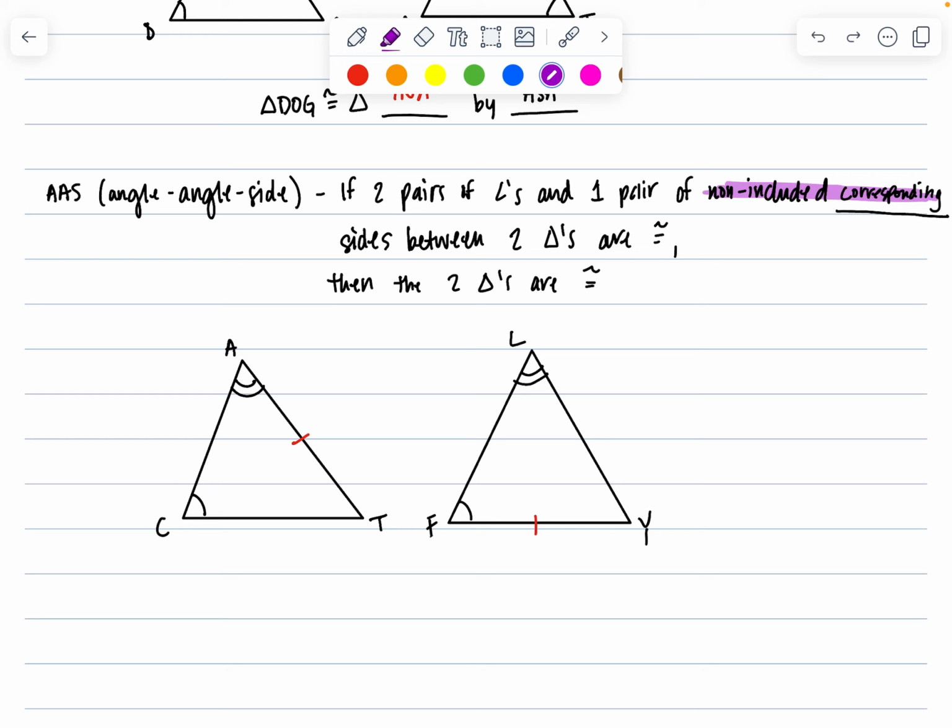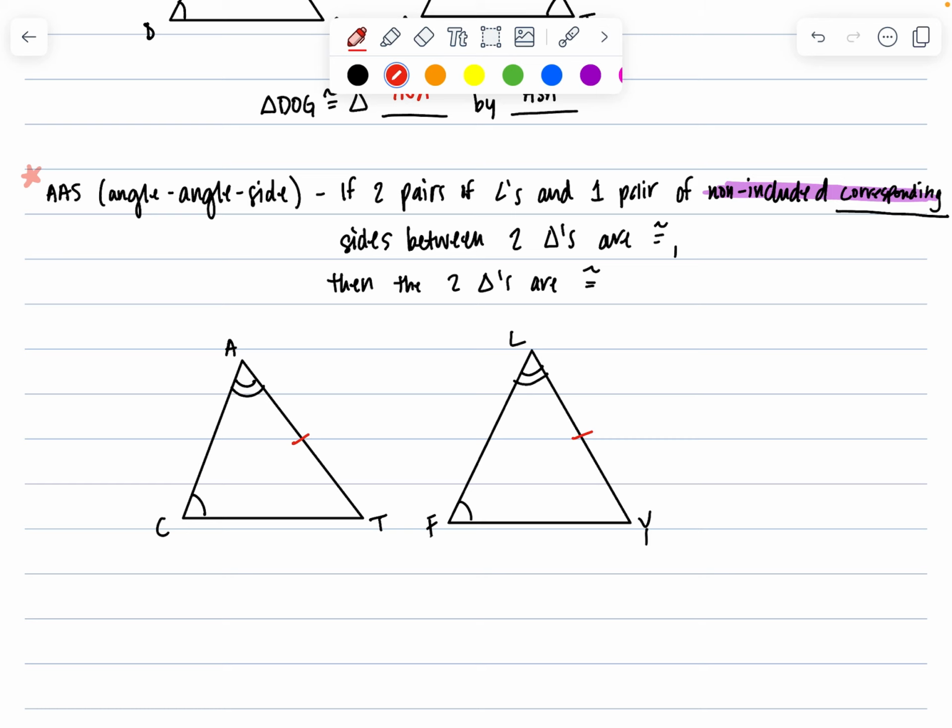So this one I would definitely keep an eye on, just because it can be a little bit tricky to identify angle side properly, especially with this part, the non-included corresponding side. Okay, so it should be LY that has the one tick.